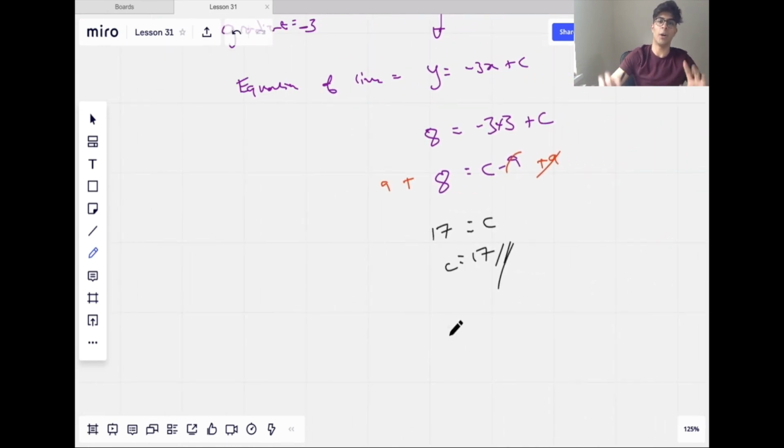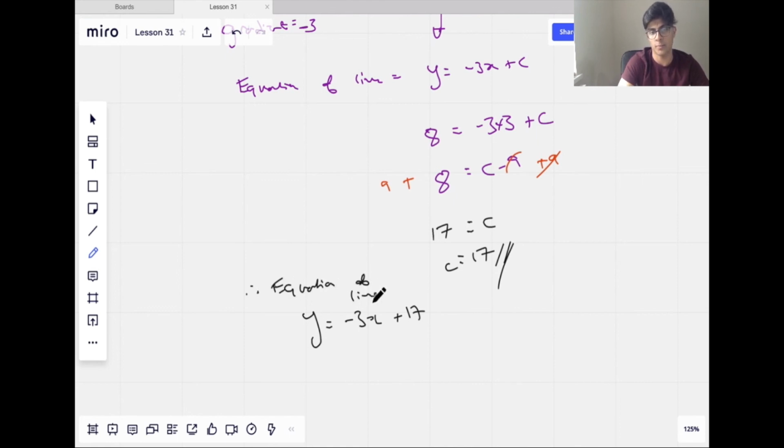It sometimes feels like, oh, I'm done. But what's really important is to remember to go to y equals minus 3x and just put it in this form. So you can say, therefore, equation of line.